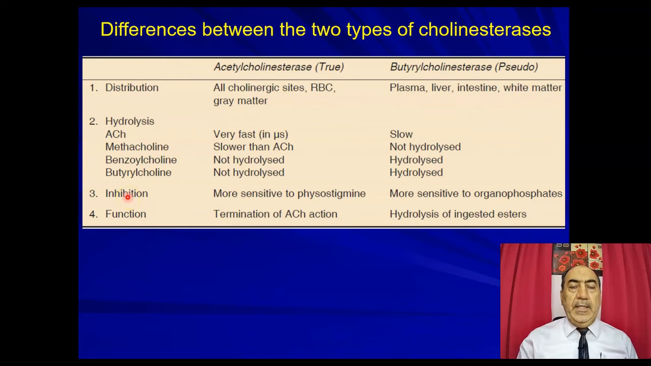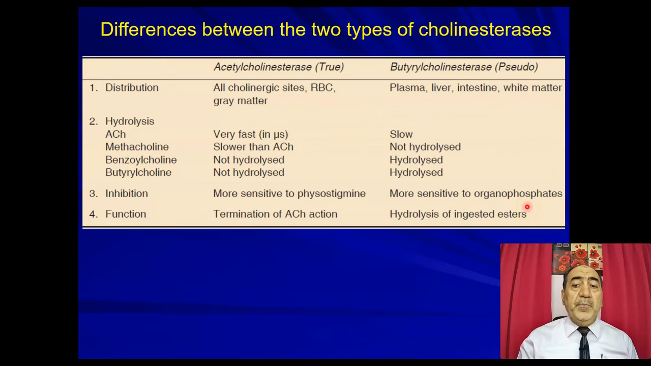Regarding the drugs that inhibit these two enzymes, acetylcholinesterase is more sensitive to physostigmine. Physostigmine is a reversible cholinesterase inhibitor, also called a reversible anti-cholinesterase. So acetylcholinesterase is more sensitive to physostigmine. Butyrylcholinesterase is more sensitive to organophosphates.